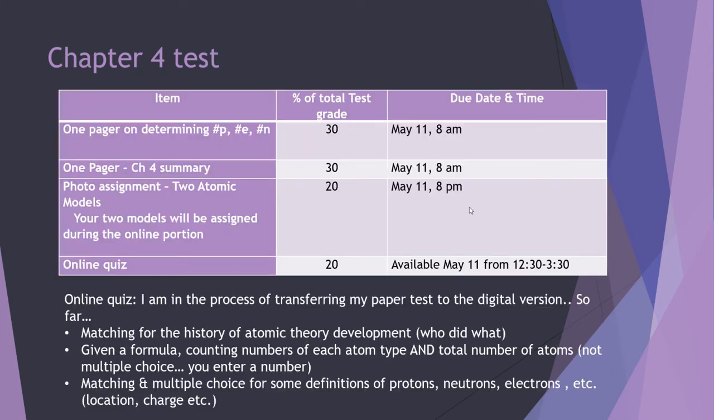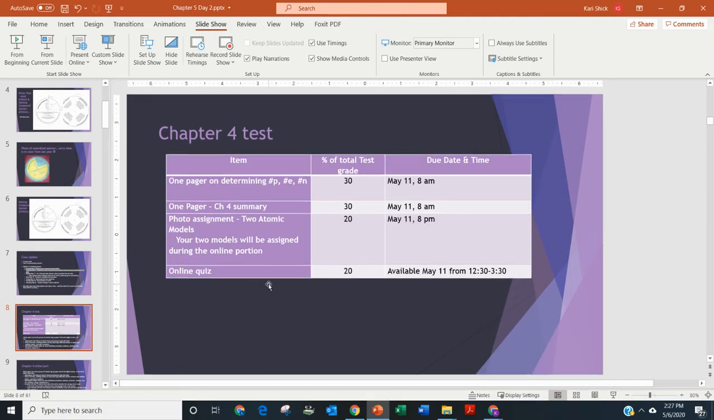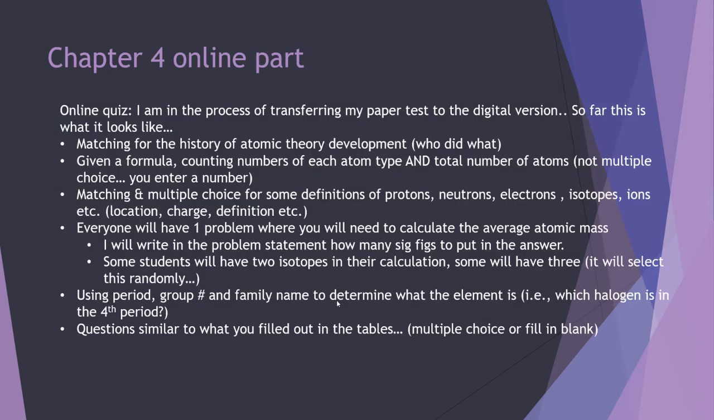Okay, Chapter 4 test. So I have already sent this out to you guys, and you've already seen the table with the information about your test. So your online quiz, I'm in the process of transferring my paper version of the test to the digital version, and so far what we've got is you've got matching for the history of atomic theory development, basically who did what, and you're going to be matching. Given a formula, counting the numbers of each types of atoms and total number of atoms. It's not going to be multiple choice, you're just going to enter a number.